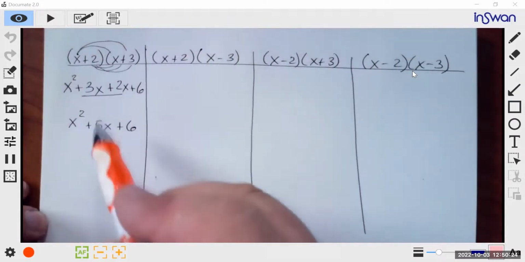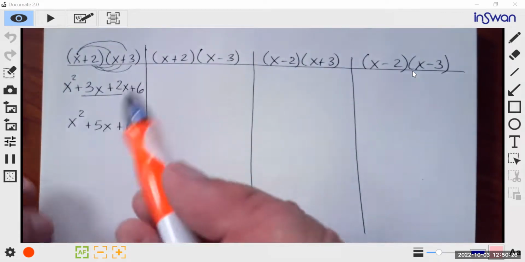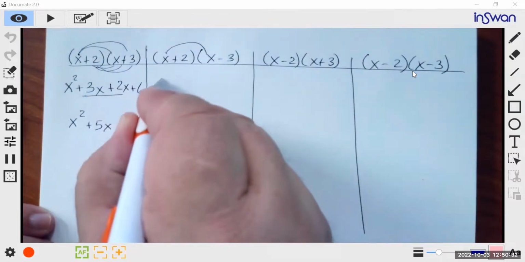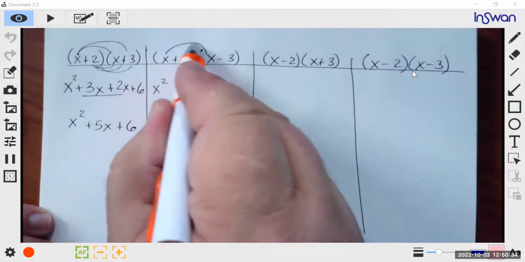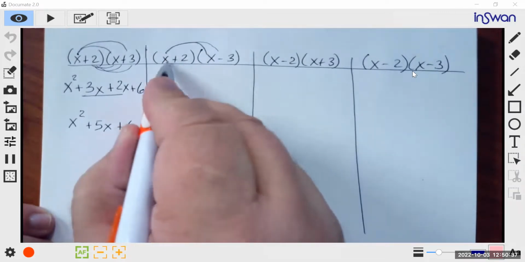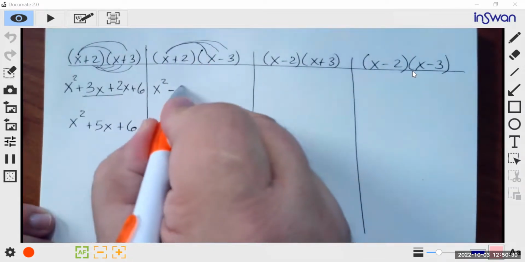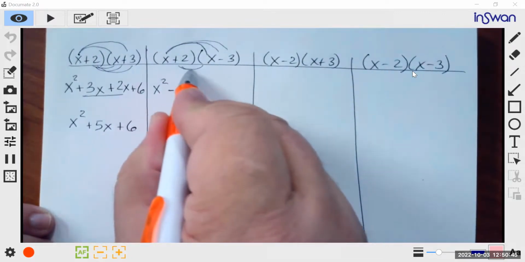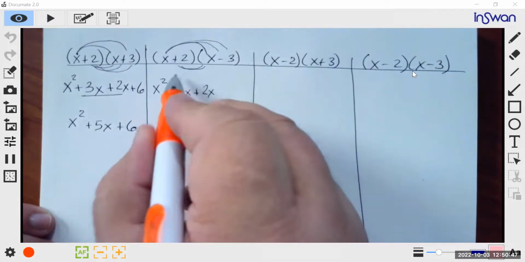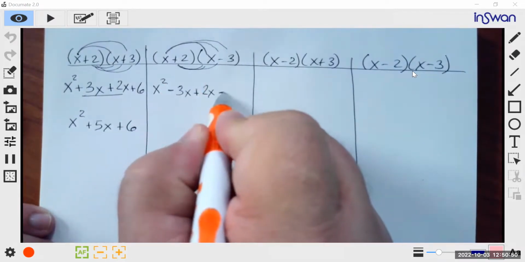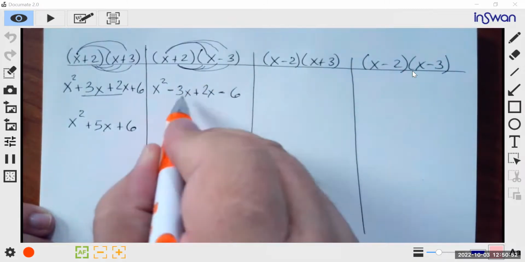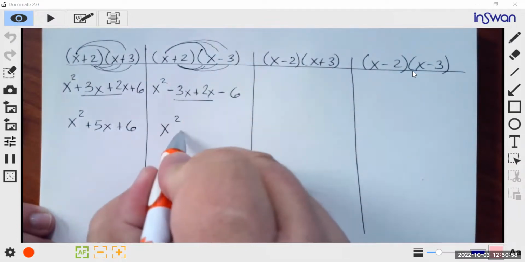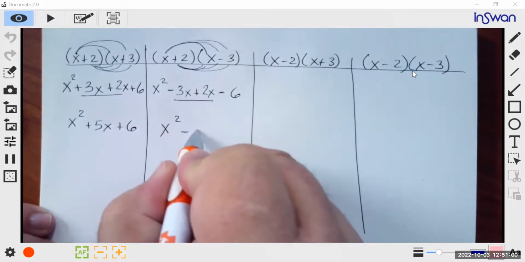What method is this called? FOILing. We take the first term, so x times x is x squared. Positive times negative is negative. X times 3 is 3x. Positive times positive is positive. 2 times x is 2x. Positive times negative is negative. 2 times 3 is 6. Combine like terms. Since 3 is bigger than 2, the answer would be negative. 3 minus 2 is 1.